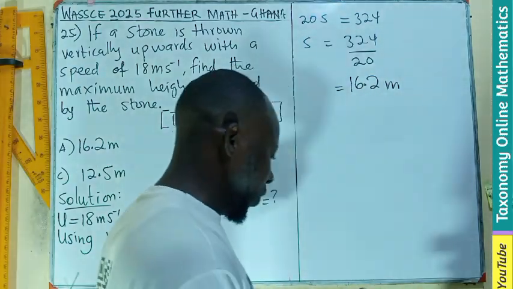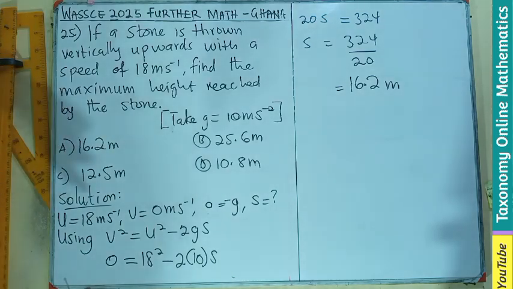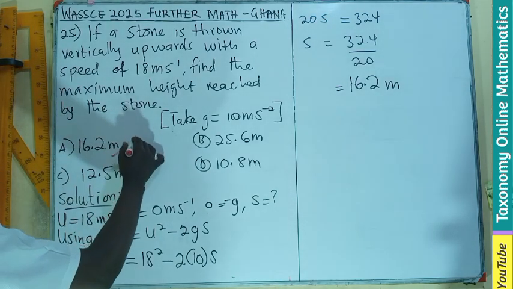So let's check the options and see which one will give us the 16.2. And that is going to be the option A.